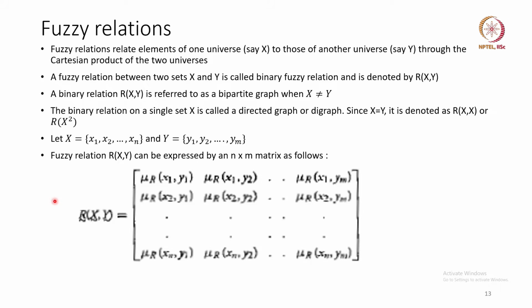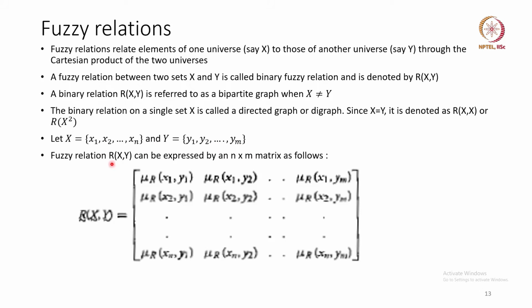So a relationship Rxy between X and Y will actually be a subset of the cross product between X and Y. If X is not equal to Y, you get what is called a bipartite graph, and if X is equal to Y, then you get a directed graph. Suppose we have X as x1, x2 up to xn, and Y is y1, y2 up to yn.